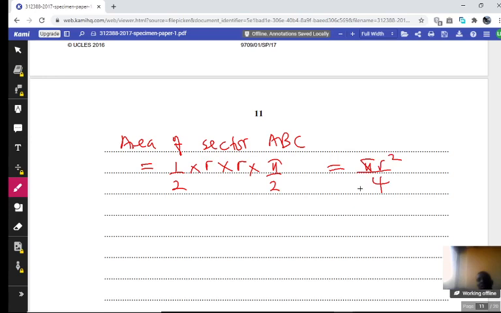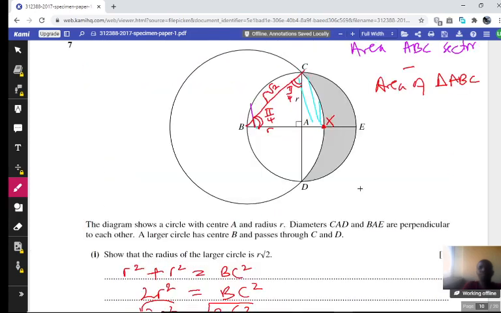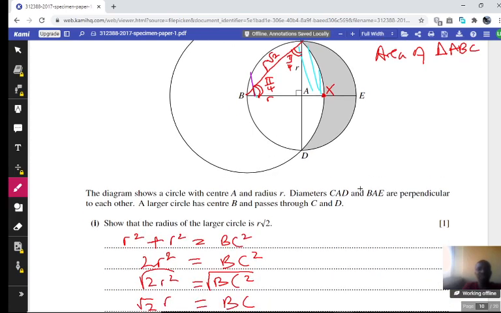Area of triangle ABC. So what's the area of triangle ABC? That's the one that we want now, right? So let's calculate it. To calculate the area of triangle ABC, you know that the two sides we have are r and r, and we have the angle, which is 90 degrees, or pi over 2. Area of a triangle, we can say half base times height, half r times r.